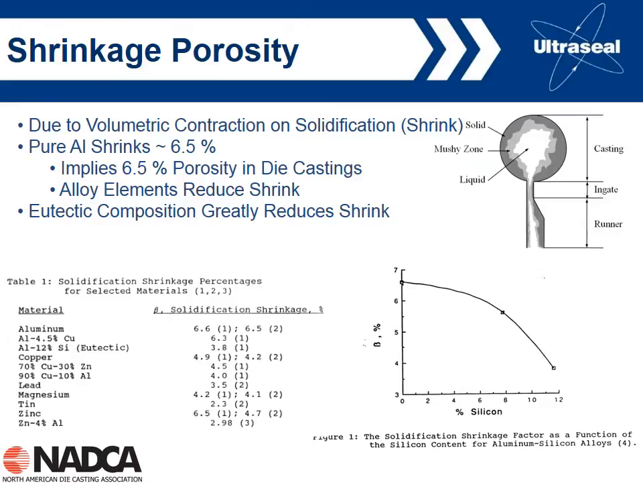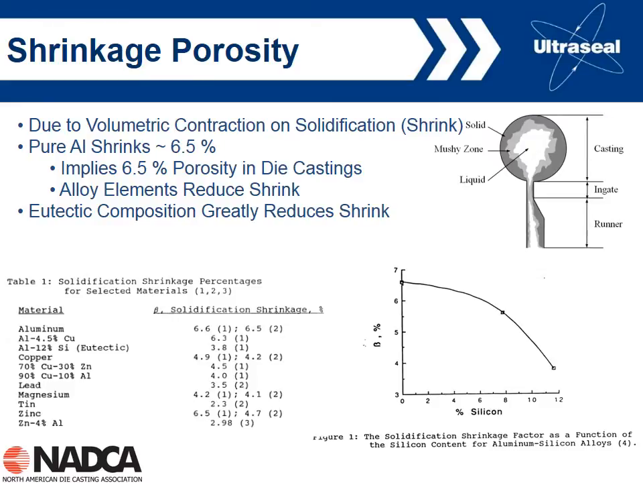We know, for instance, that intensification, we just talked a little bit about this, is going to force additional liquid into the cavity and help reduce shrinkage porosity. As we increase the intensification pressure, generally we'll see a decrease in the amount of shrinkage porosity. But also there's other things we can do. Changing the alloy. We talked about this right at the beginning. Change of the alloy can also reduce the amount of shrinkage.